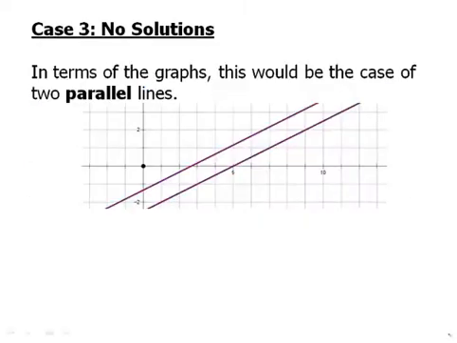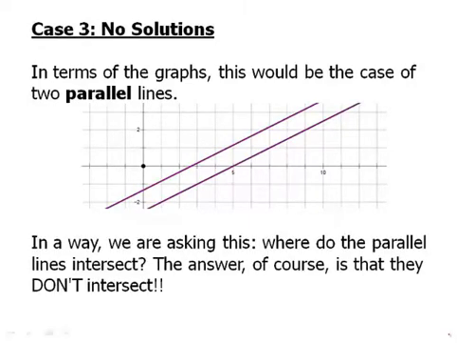In terms of the graph, this would be the case of parallel lines. We pick two lines at random, and just by pure chance, we happen to pick two parallel lines. In a way, we're asking, where do the parallel lines intersect? The answer, of course, is that they don't. Parallel lines never intersect.